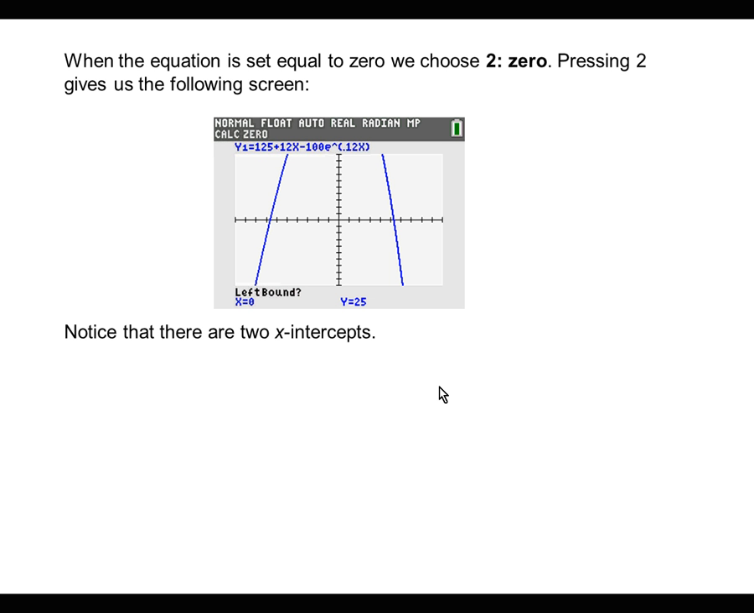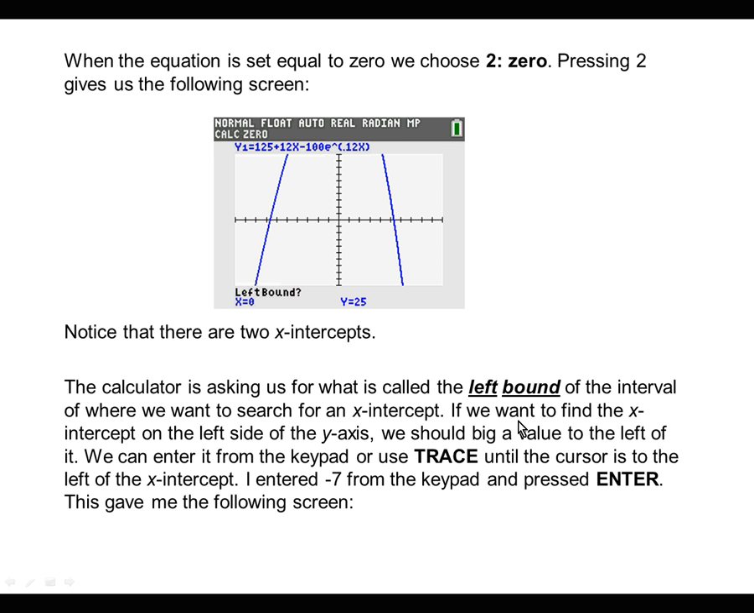Notice that there are 2 x-intercepts, right? One on the left, one on the right. So now the calculator is asking for what is called the left bound of the interval of where we want to search for an x. So if you want to find the x-intercept that's on the left of the y-axis, you want to pick a value for a left bound that's to the left of where it's crossing. So let's see, 1, 2, 3, 4, 5, 6, 7. So -7 is to the left of that. So you can just key in -7 and press enter.